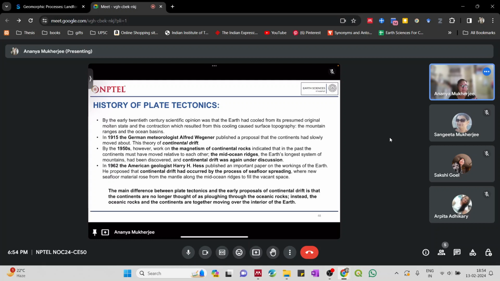As I have mentioned here, the main difference between plate tectonics and the continental drift theory is that before, continents were thought to be moving on the oceanic rocks, but that is not the case. Later on, they realized that the oceanic rocks and continents together are moving over the Earth's interior layer, that we know is the asthenosphere.